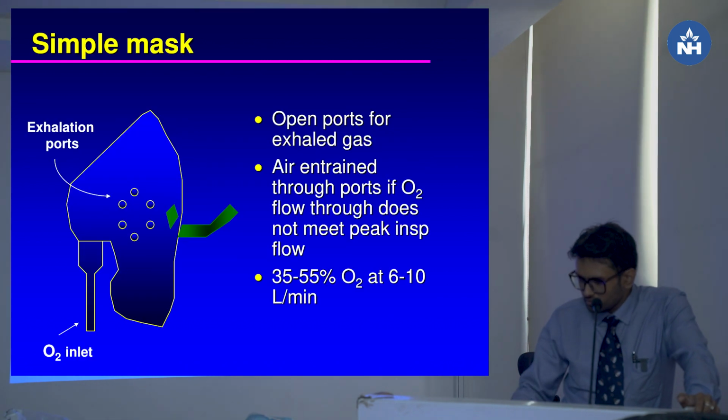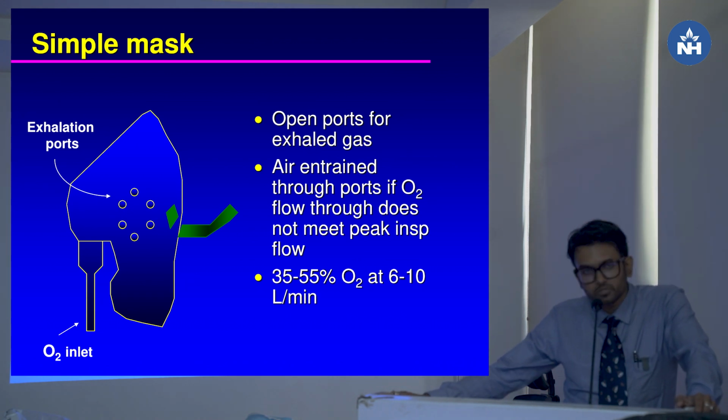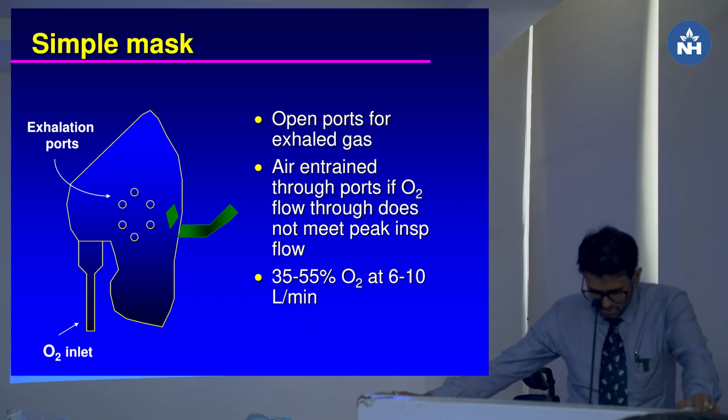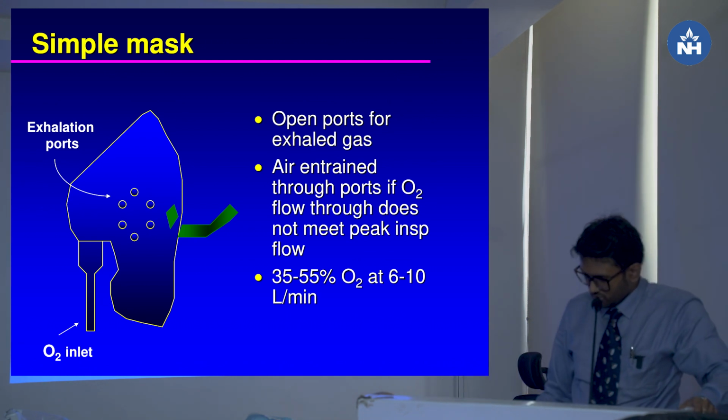In this case there is an oxygen inlet, open ports for exhaled gases, and air entrainment through the ports if the oxygen flow does not meet the peak inspiratory flow. We can achieve up to 55% FiO2 with 6 to 10 liters of oxygen per minute.